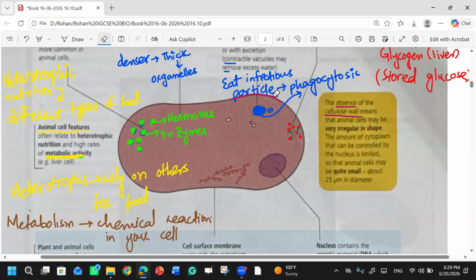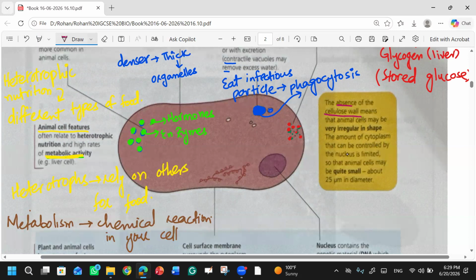Okay, if I ask you in the test what is the reason behind the irregular shape of the animal cell, then what will be your answer? What is the reason behind the irregular shape of the animal cell? Because of the cell wall. Yes, cellulose. Simply, there is no cell wall in it. That's why it has an irregular shape.